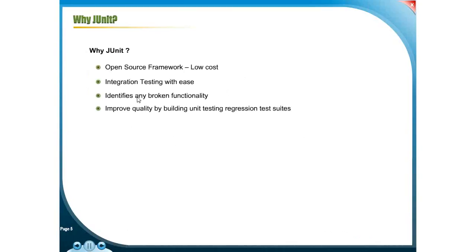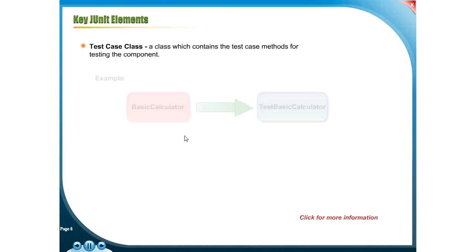So this JUnit will identify any broken functionality in the application and improve the quality of the build: unit testing, regression testing, all these things. There are various testings, testing the functionality, that is UAT, user acceptance test, regression test, integration test. So these are various testing methodologies. All these kind of things can be done using JUnit. So that is why industry is preferring JUnit.